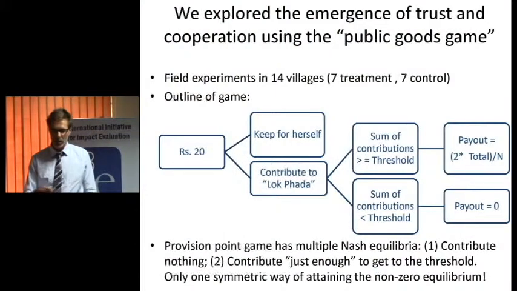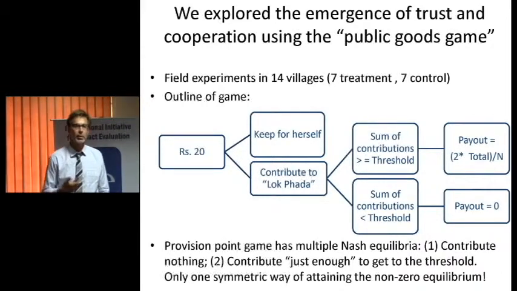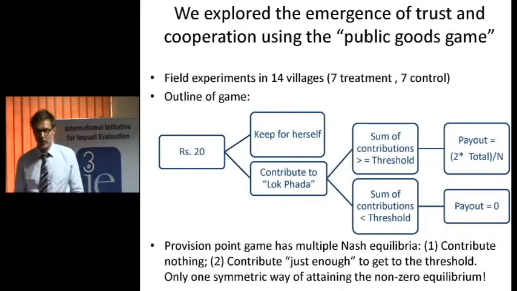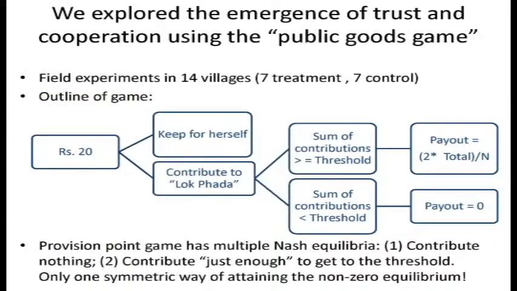So how can we tell something about these different alternative interpretations? Well, what we did to try to identify whether there really was an effect on trust and cooperation was that we played some simple public goods games. This is simple game theory played in these villages, which of course is a bit of a challenge, but it worked out relatively well. We did this in 14 of these villages, 7 treatment villages and 7 control villages.